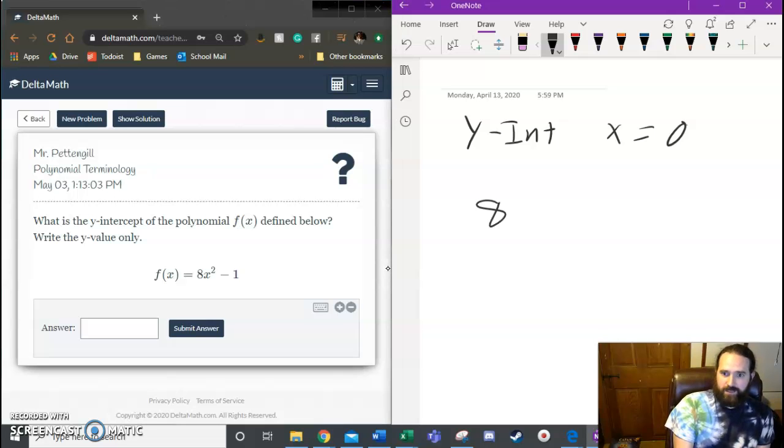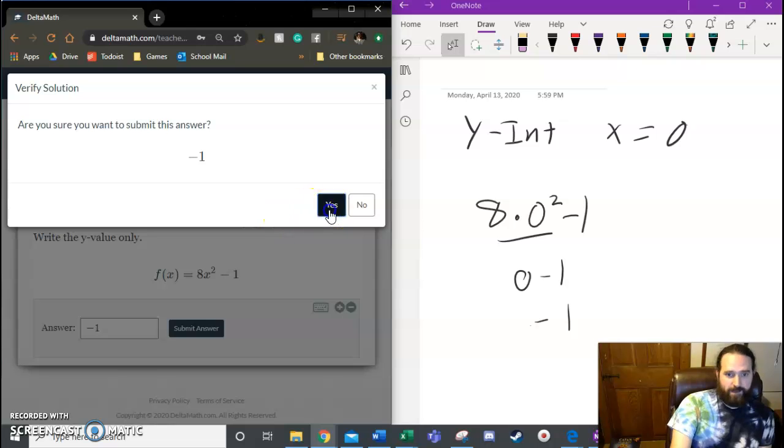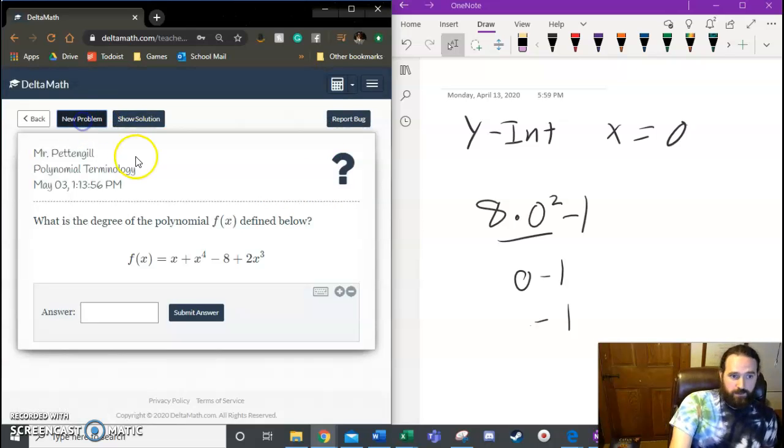Well, if I go to this equation over here and pretend that x is 0, I'm looking at 8 times 0 squared minus 1. You guys don't need me to tell you that is all going to equal 0 minus 1. So my y-intercept when x was 0 would be a negative 1. So just pop down here, go a negative 1, submit. Yes, I'd like to enter that answer. I'm great. I'm good. New problem.